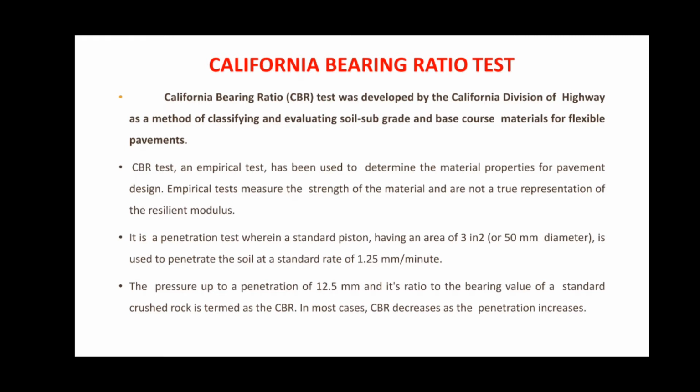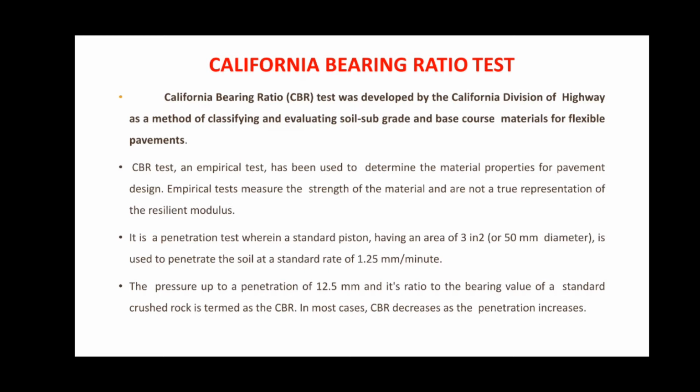The California bearing ratio test is a penetration test developed by the California Division of Highways as a method of evaluating the stability of the subgrade soil and other flexible pavement materials. The test results have been correlated with the flexible pavement thickness requirements for highways, and the CBR test may be conducted in the laboratory or in the field.